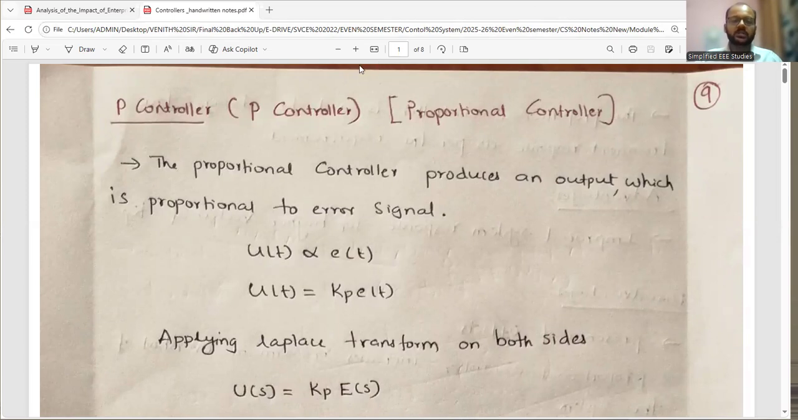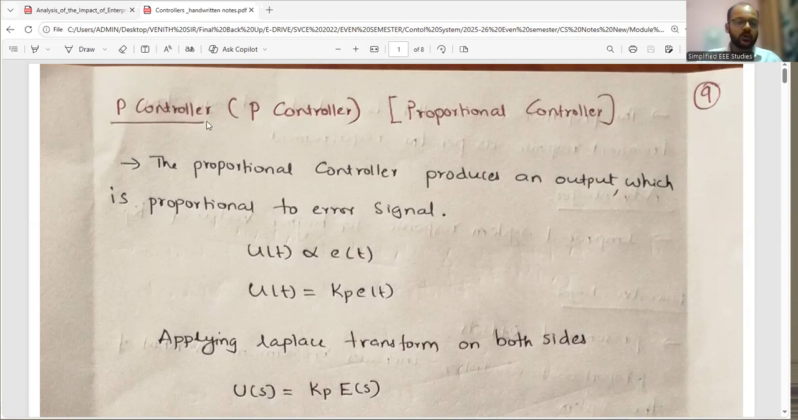In this video, I'm going to discuss three basic types of controllers. One is the proportional controller, another is the integral controller, and the third one is the derivative controller. Later on, I'll be discussing PI, PD, PID, etc. So only the basic information which is relevant from an exam point of view is what I'm going to discuss.